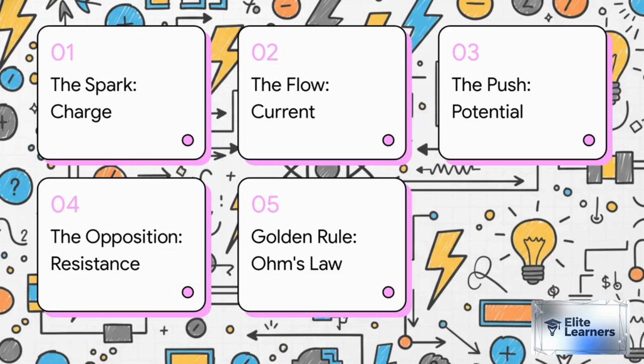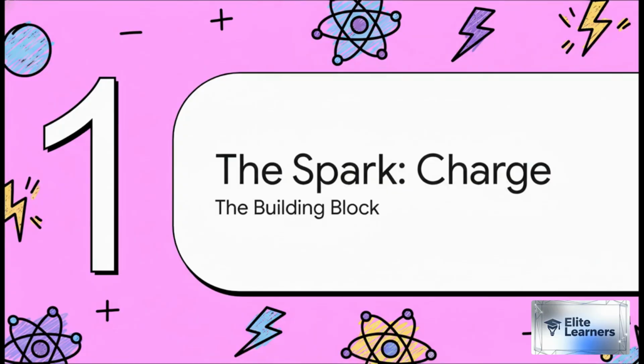So, here's the plan. We're building this thing from the ground up. We'll start with the spark itself, then we'll get into the flow, feel the push that gets it all moving, and then meet the opposition that tries to slow it down, all before we get to the one golden rule that ties it all together. All right, let's dive right in.